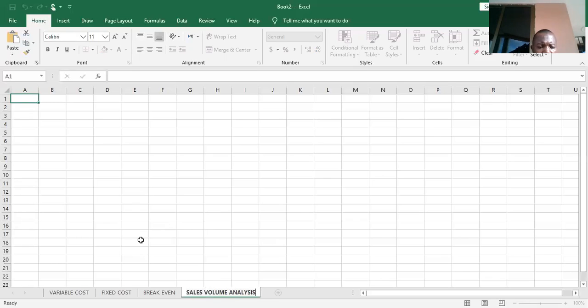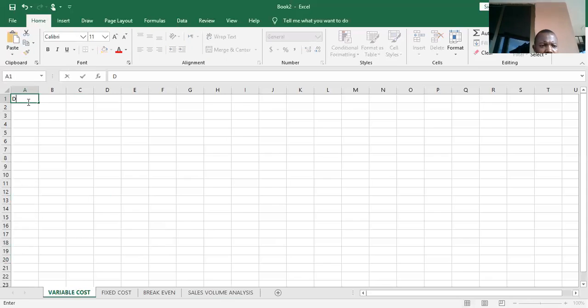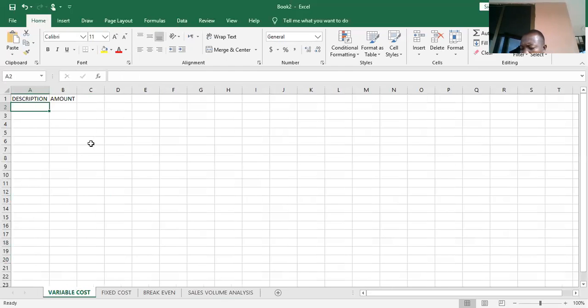Okay. Now, when you move on to the variable cost sheet, in cell A1, we have description. In B1, we have the amount. Okay. Now, under the description, the various variable cost elements comprising commission per unit, direct material per unit.